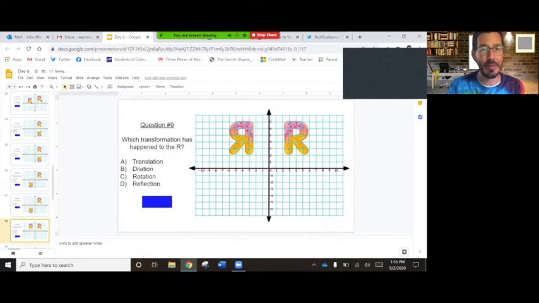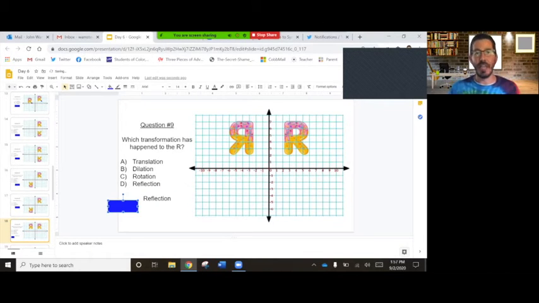Question number 9. Which transformation has happened to the R? Is it A, translation, B, dilation, C, rotation, or D, reflection? And I hope you look at it and you say, I know what that is. That is D, correct. It's a reflection. It's been reflected across the Y axis this time.